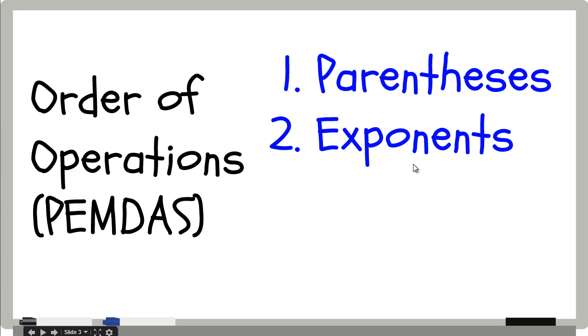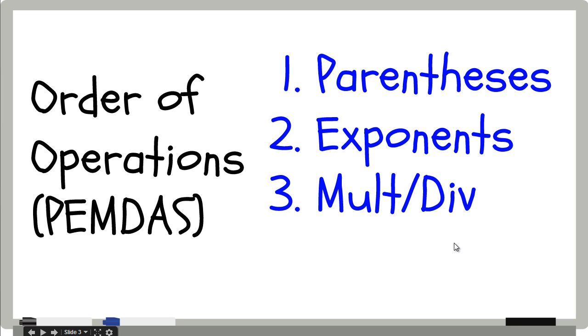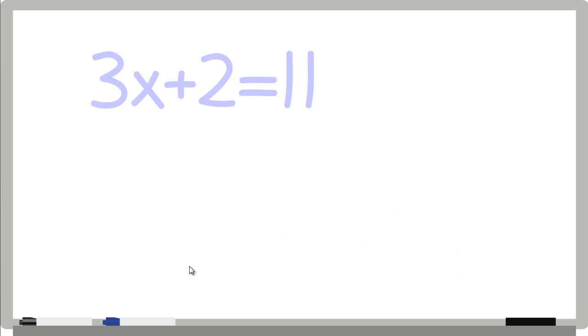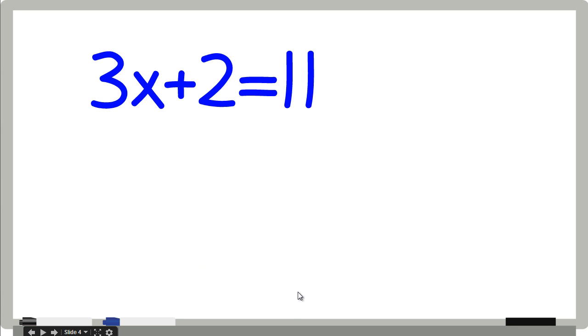And then after that, exponents. If there's anything to the second power or third power, we have to do exponents next. After we've done that, next we have to do any multiplying or dividing in the expression from left to right, whichever order they come in. And then finally, any addition and subtraction that are in the expression, we would do those last. So it is important to know the order of operations, because that's going to help us when we go to solve the equation, as you'll see here in just a second. So let's talk about what's going to be our approach for solving this equation.